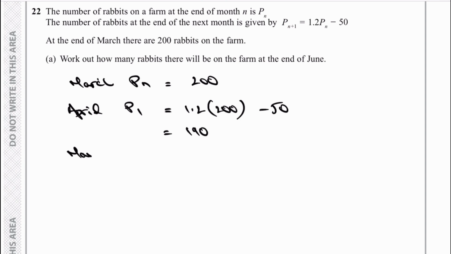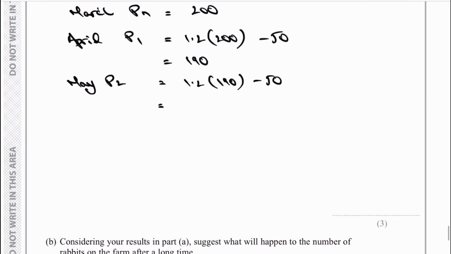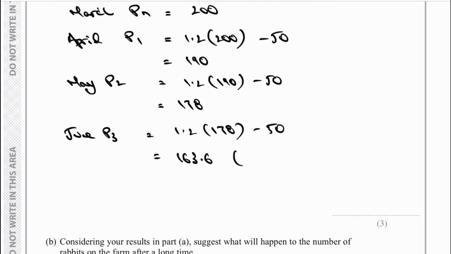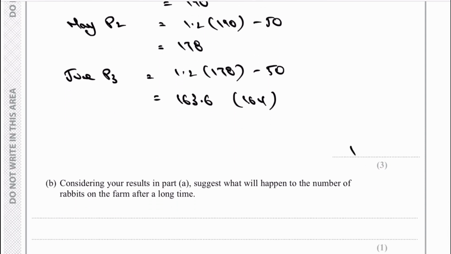Okay, so let's have a look at what's happening in May, which is p_2. Well, that's again going to be 1.2 multiplied by 190 minus 50, and that's going to give us a population on the farm of 178. So there's actually a decline of rabbits. Okay, and then at the end of June, which is p_3, there's 1.2 multiplied by 178 minus 50, and that means at the end of June we're now down to 163.6 rabbits, which we can't really have. We'll have to have 164 to round up to the nearest unit. So at the end of June there would be 164 rabbits on the farm.